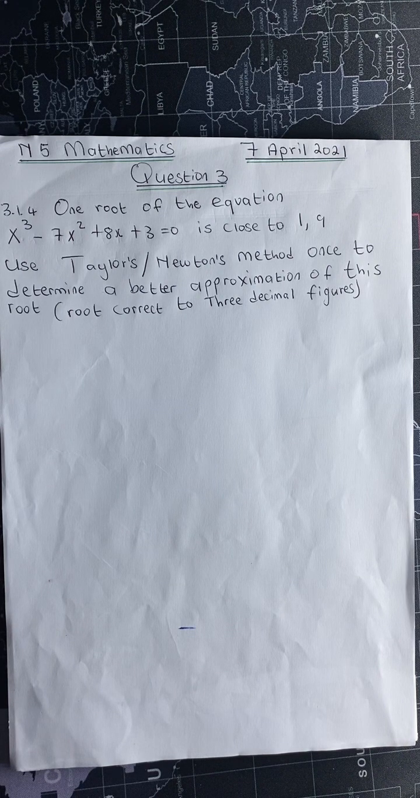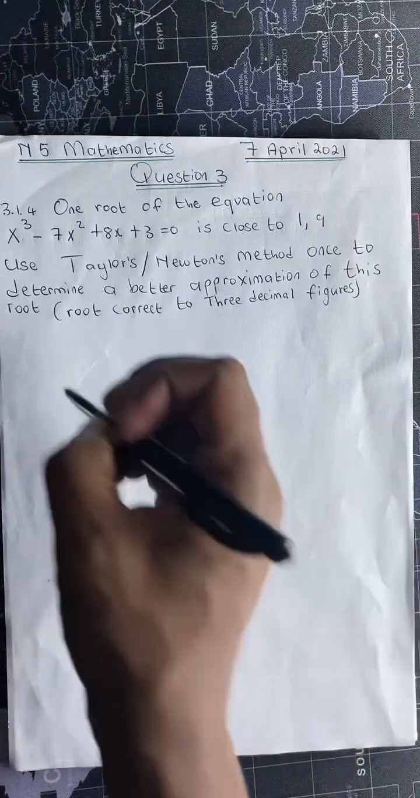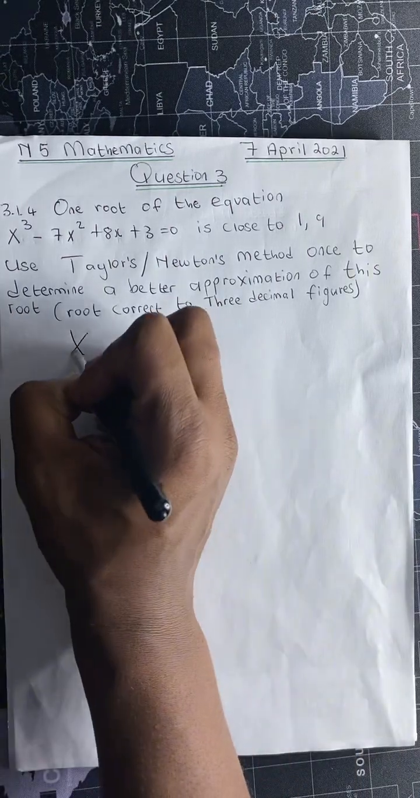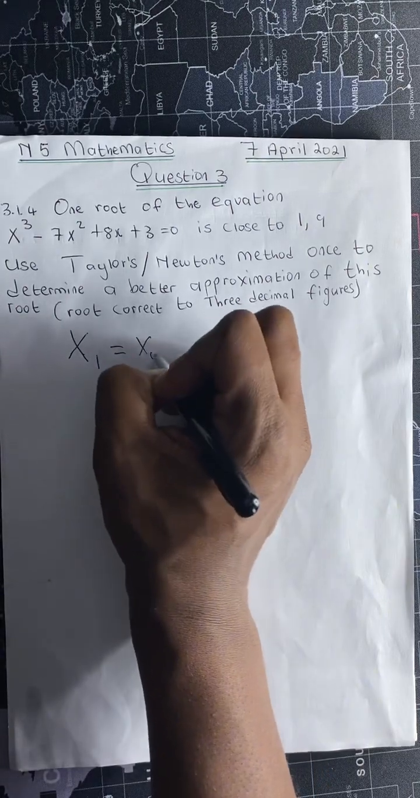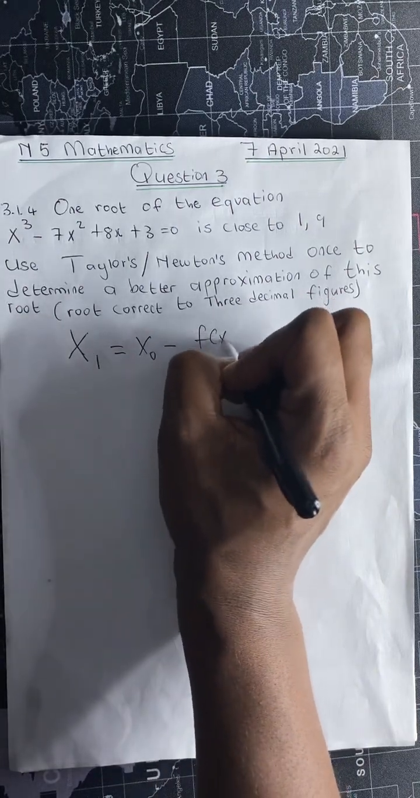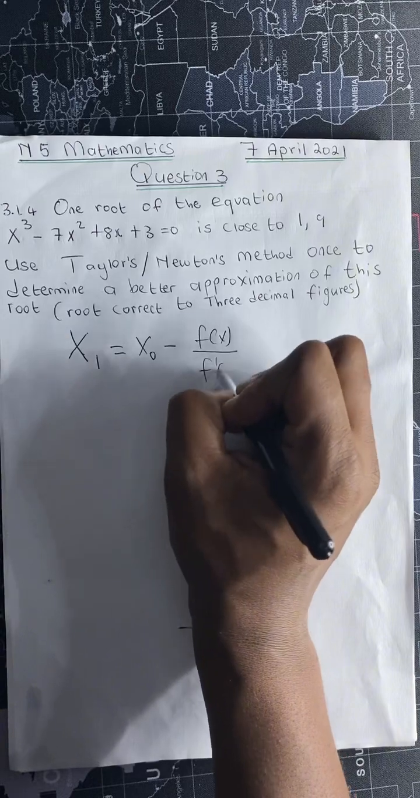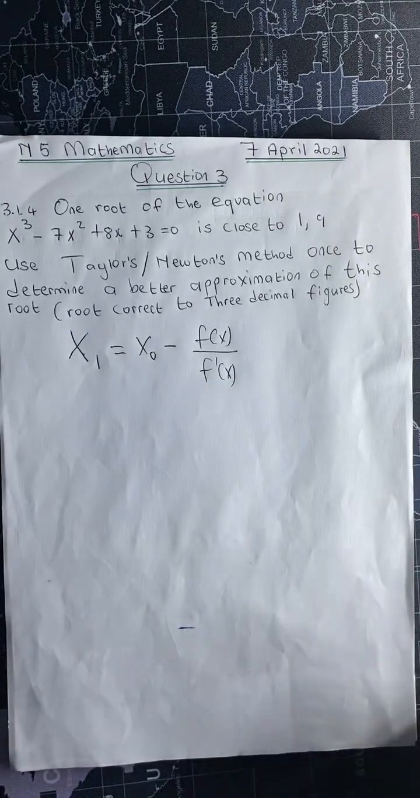Question 3.1.4: one root of the equation x cubed minus 7x squared plus 8x plus 3 is equal to 0 is close to 1.9. Use Taylor's or Newton's method once to determine a better approximation of this root, correct to 3 decimal figures. For this question we have to use the following formula, which is not available on the formula sheet: x1 is equal to x0 minus f of x divided by f prime of x.